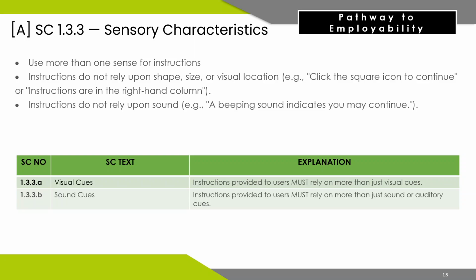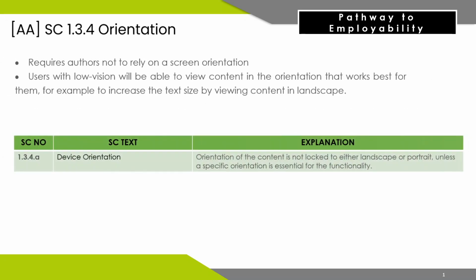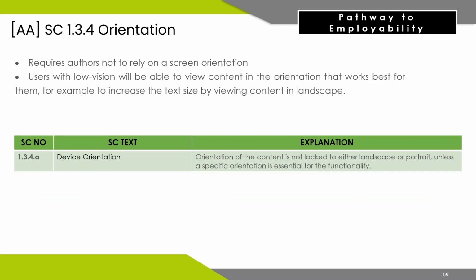The requirements for success criterion 1.3.3 Sensory characteristics are 1.3.3.a Visual cues. Instructions provided to users must rely on more than just visual cues. 1.3.3.b Sound cues. Instructions provided to users must rely on more than just sound or auditory cues. The requirements for success criterion 1.3.4 Orientation are 1.3.4.a Device orientation. Orientation of the content is not locked to either landscape or portrait, unless a specific orientation is essential for the functionality.